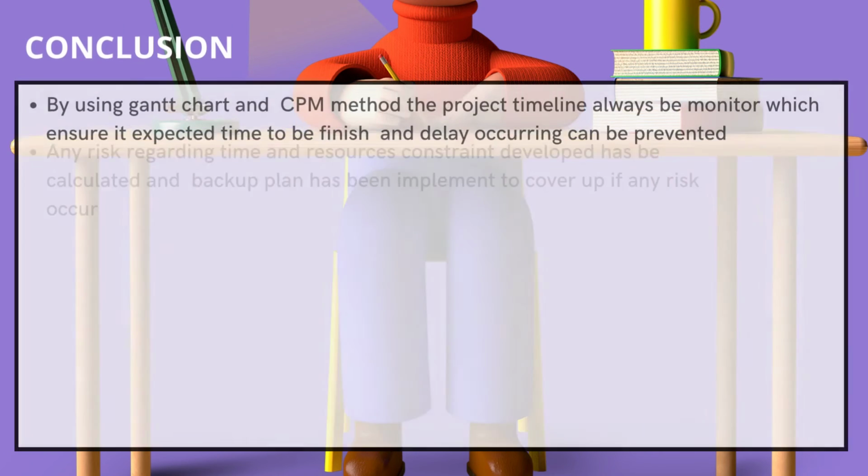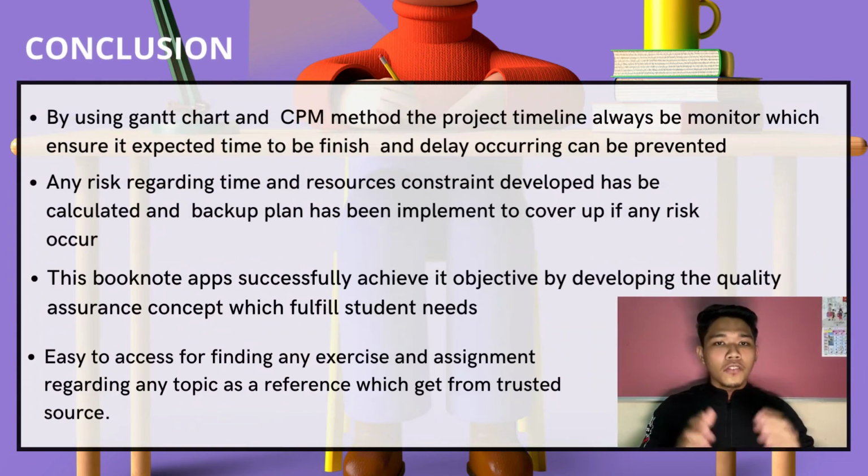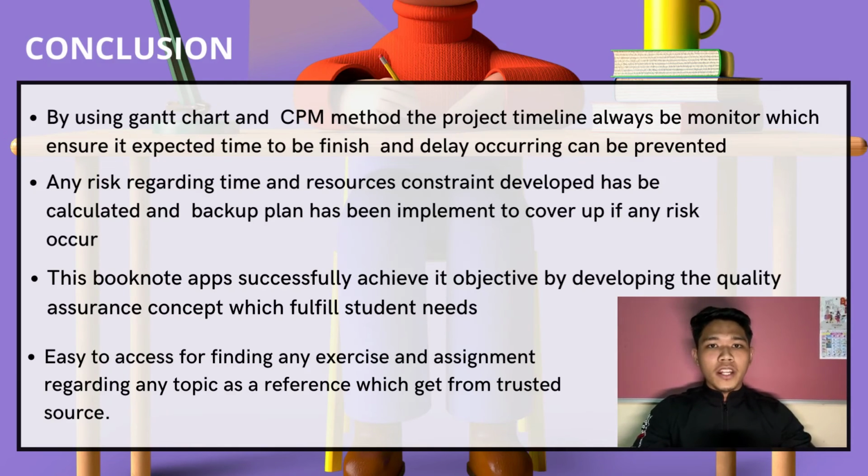In conclusion, this BOOKSNOTE app has successfully achieved its purpose of helping students in their studies, where the limitation on study references has been overcome. The method that is applied, which is the project management system, is the key to this achievement. First, by using a Gantt chart and the CPM method, the project timeline is always monitored, ensuring that the project is on track and any delays are avoided.